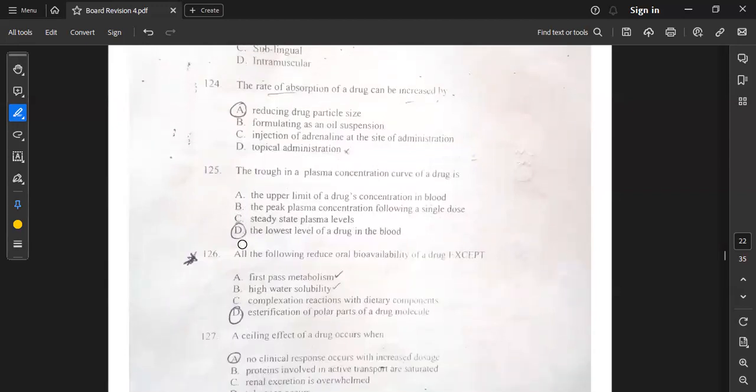The rate of absorption of a drug can be increased by reducing drug particle size, formulating as an oil suspension, injecting of adrenaline at the site of location, and topical administration. So reducing particle size means increasing the surface area to volume ratio, right? So that increases absorption. If it's formulated as an oil suspension, I don't know if it's going to be high lipid levels.